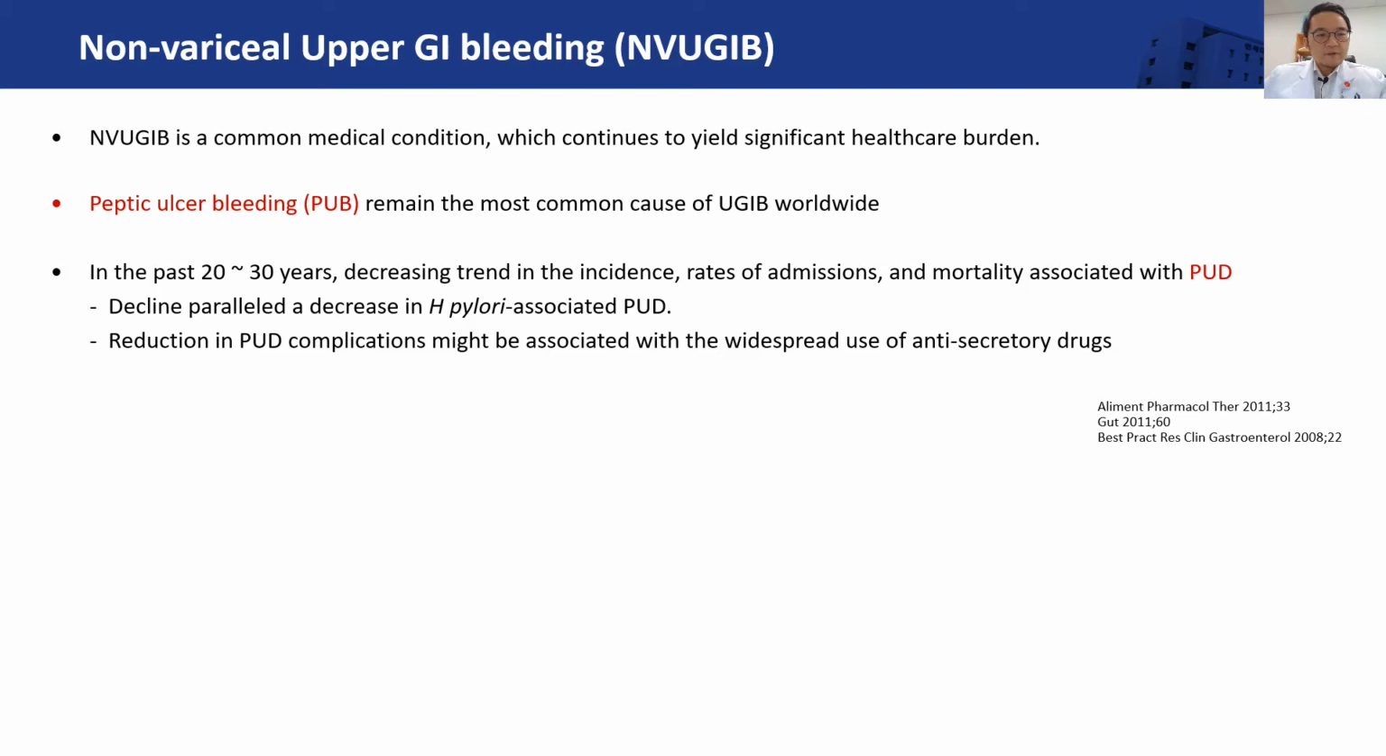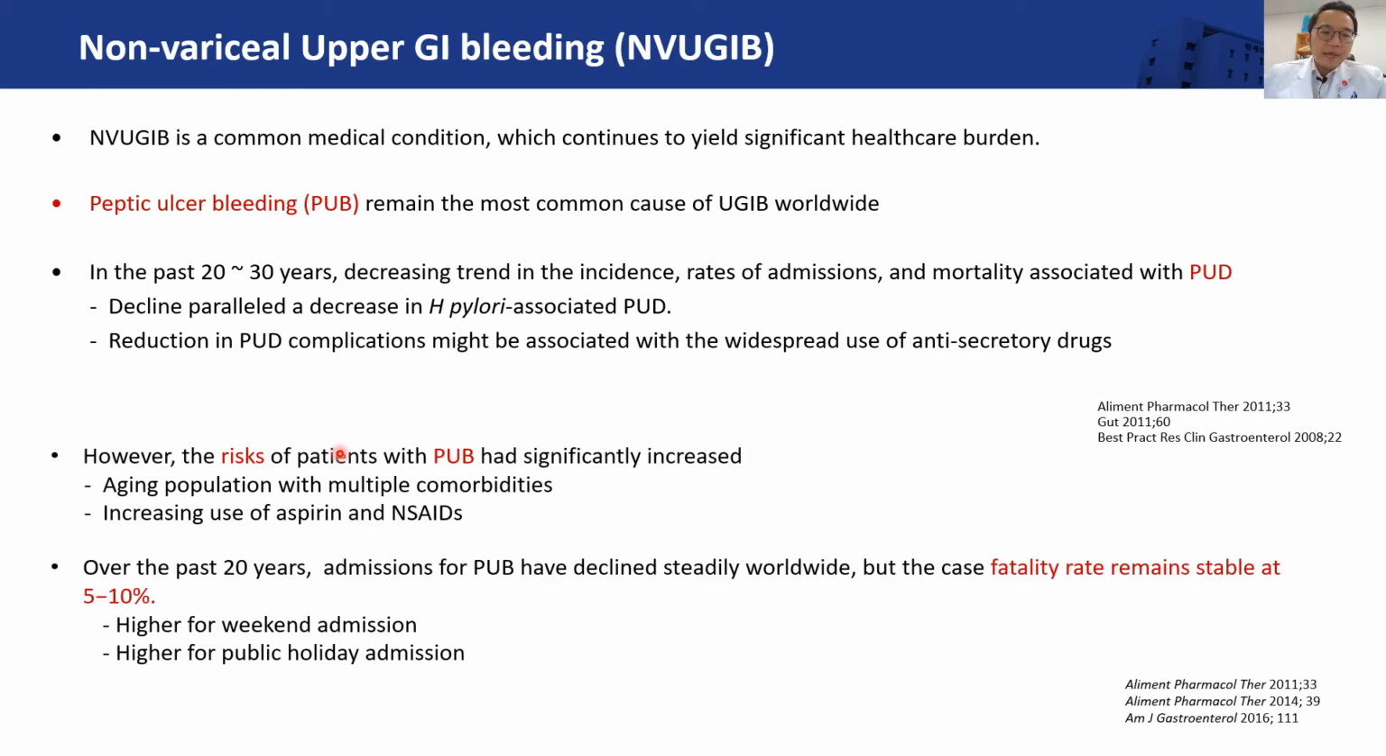So non-variceal upper GI bleeding is a common medical condition which continues to yield significant healthcare burden, and peptic ulcer bleeding remains the most common cause of upper GI bleeding. In the past 20 to 30 years, there has been a decreasing trend in the incidence rates of admissions and mortality associated with peptic ulcer disease, due to a parallel decrease in Helicobacter pylori associated peptic ulcer disease, and the reduction in complications might be associated with the widespread use of anti-secretory drugs.